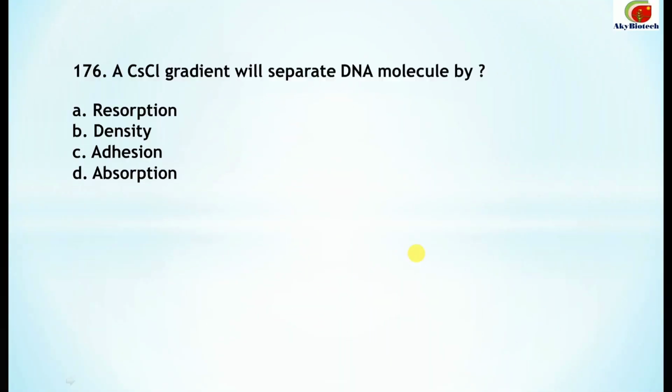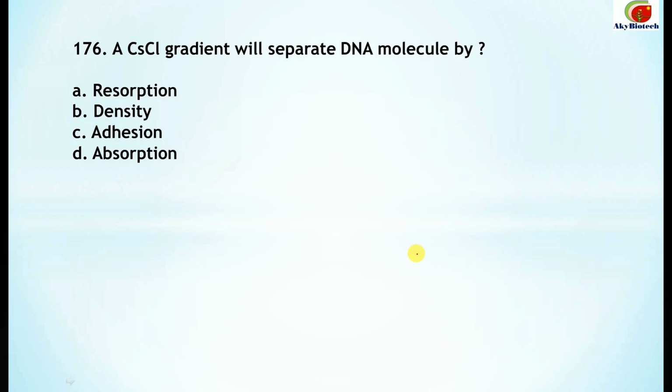So let's start with question number 176. A cesium chloride gradient will separate DNA molecules by, this is on the basis of the density. In this the DNA molecules are separated on the basis of the density.